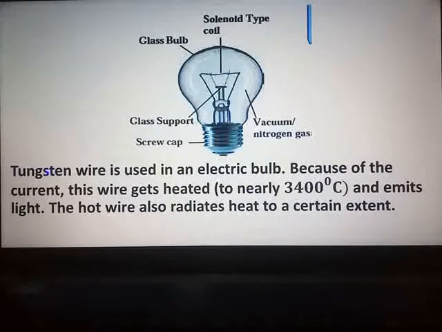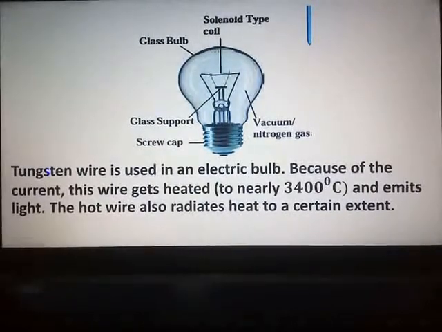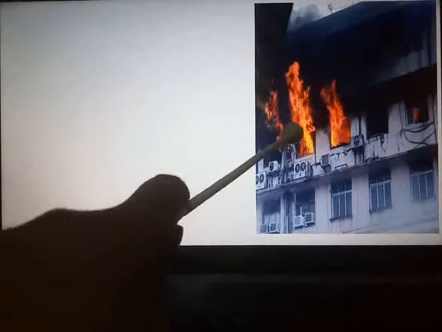What accidents, what mishaps can take place due to excessive flow of current in a circuit? The first is short circuit. In this picture, sometimes you hear about a building catching fire due to short circuit. What is this short circuit in scientific terms? What do we mean by short circuit? How does it occur? That we are going to study in this topic now, a very important topic from the examination point of view.